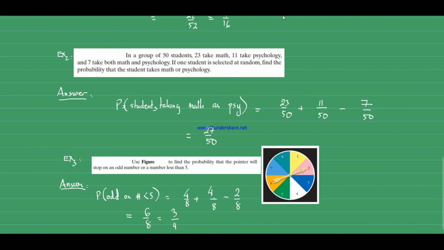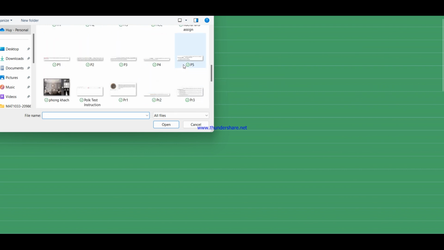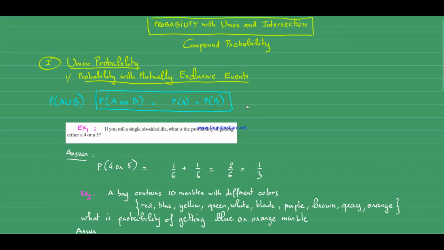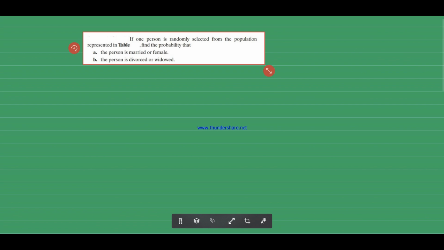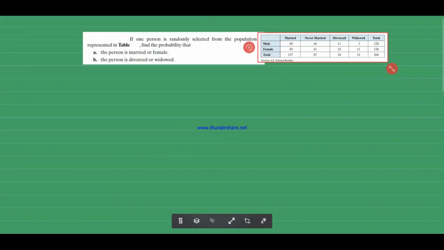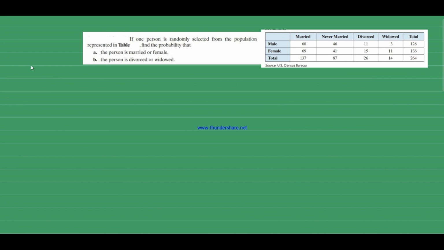Okay. All right. Let's see if we can do another one. Example number 4. Okay. So we need to load the table data also, right here. Okay. Example number 4.